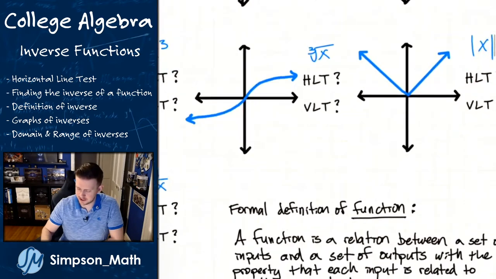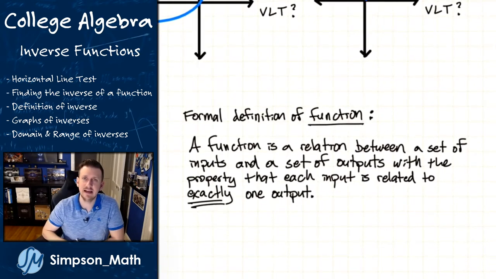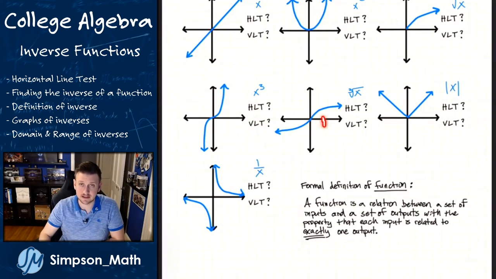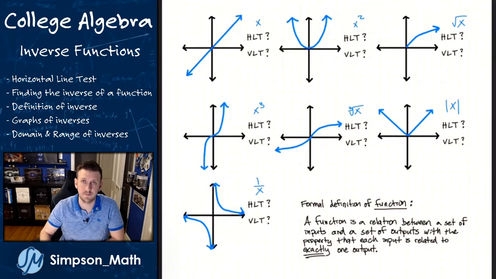The formal definition of a function is that a function is a relation between a set of inputs and a set of outputs, with the property that each input is related to exactly one output. That's hence the vertical line test. So when I say, hey, what about this x? Well, this x goes to that y, and that's it. So I can draw a vertical line, and it only goes to one.